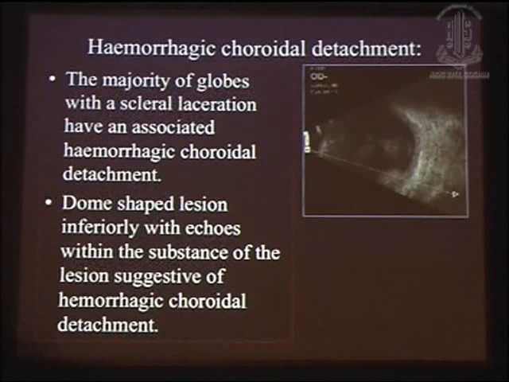Hemorrhagic choroidal detachment may also be found in scleral laceration cases. The majority of globes with scleral laceration have an associated hemorrhagic choroidal detachment. You may find a dome-shaped lesion inferiorly. In this ultrasound picture, you can see this dome-shaped area of the choroidal hemorrhagic detachment.